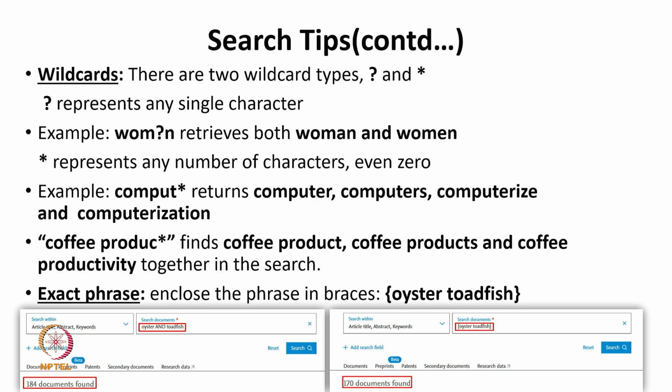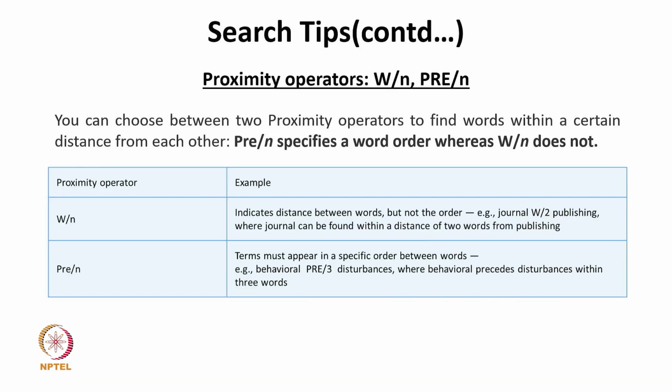For searching an exact phrase, one can use braces or curly brackets. For example, oyster toadfish. If you search without curly brackets, oyster toadfish will retrieve 184 documents, and if you put curly brackets, then it will retrieve 170 documents. I will show you the example shortly.